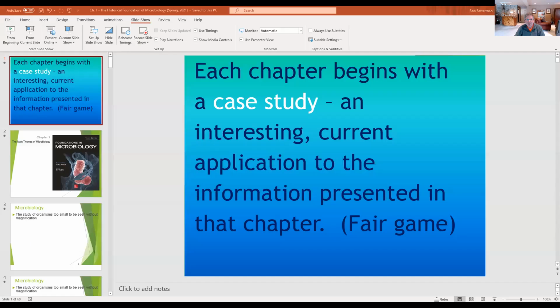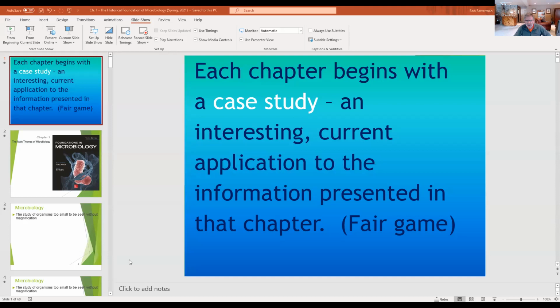Okay, we're ready to begin chapter 1 in the microbiology text. So let me begin by doing a screen share and pulling up the PowerPoint, which you can find in the Blackboard course shell in the folder entitled Chapter PowerPoints.